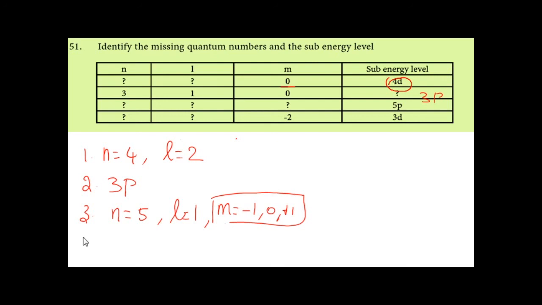And then last one, question number 4. So we are going to calculate n value and L value. Given in the problem only m, that is the magnetic quantum number, and the sub energy level. So the n value from the sub energy level, that is a 3d orbital. So the n equal to 3. And then for the d orbital, what is the L value? That is 2.